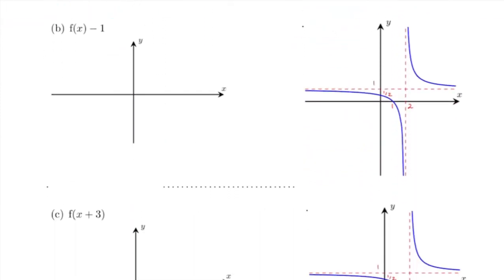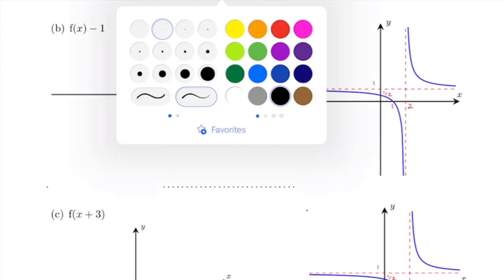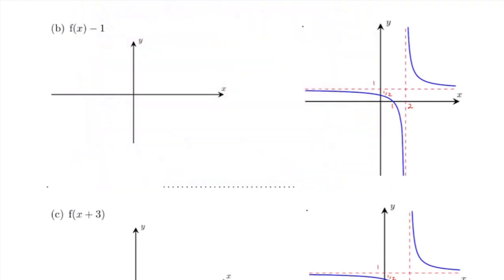And the next one, again, think about the transformation, f of x minus 1. That means we are going to translate the whole graph minus 1 in the y direction. So because we're looking in the y direction, the vertical asymptote will still be at 2. But this time the horizontal asymptote that was at 1 is now going to drop onto the x-axis. And I'm just going to mark it so you can see it will drop onto the x-axis.